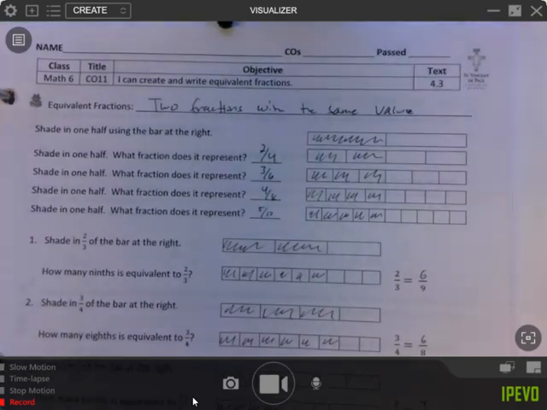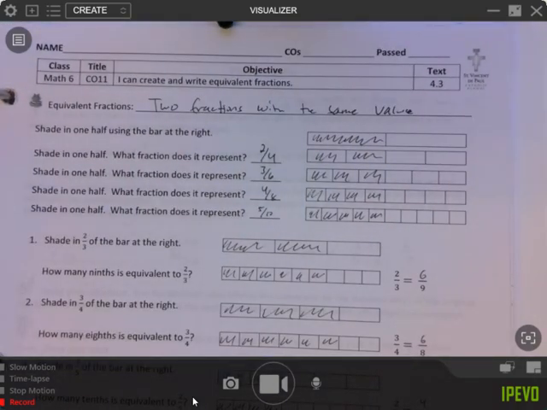Good morning. Today we are correcting CO11 using those equivalent fractions. Remember, equivalent fractions mean that they have the same value. They're just different fractions. But if we simplified them down, they would simplify down to the same lowest fraction together. They'd be identical fractions when we simplify.